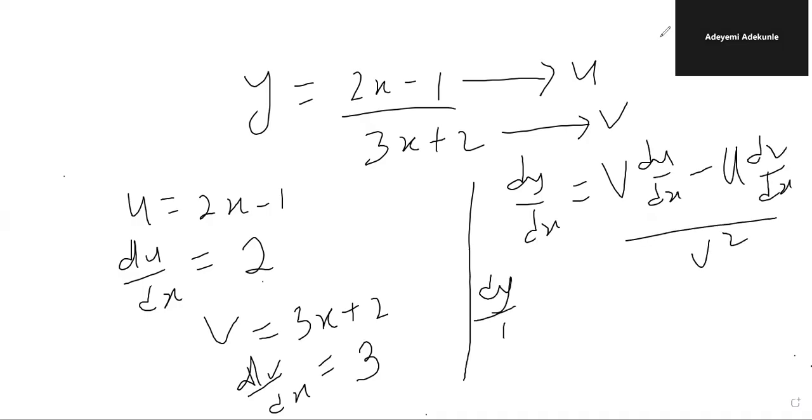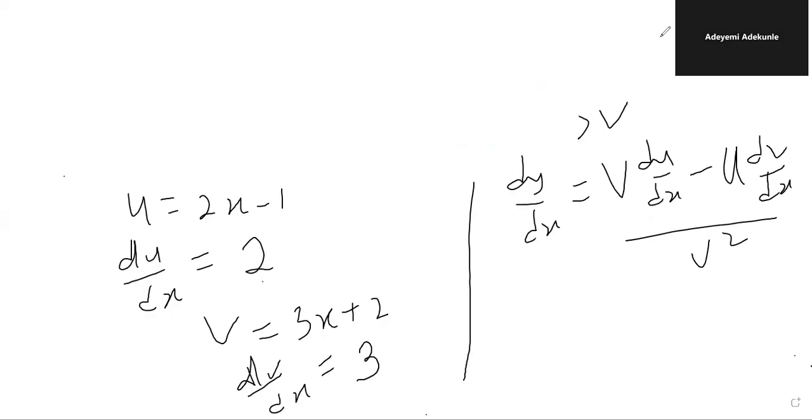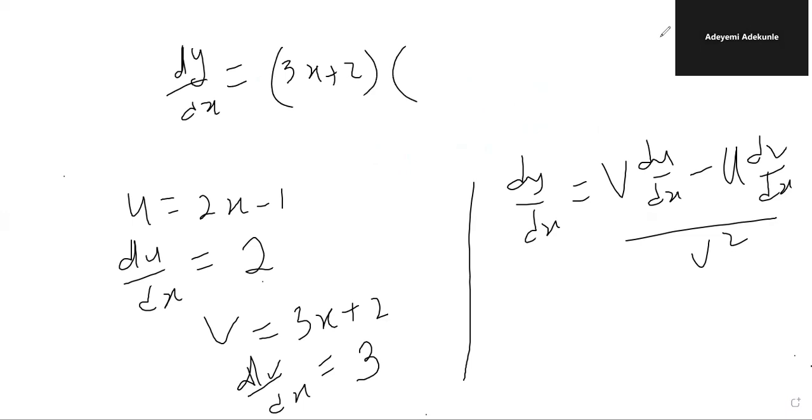So we can say that our dy/dx here will be, what's our v? Please don't let us forget the question. Our dy/dx, our y prime, will be v. We've gotten v to be 3x plus 2, into du/dx. Our du/dx is 2. Then minus u. Our u here is 2x minus 1.